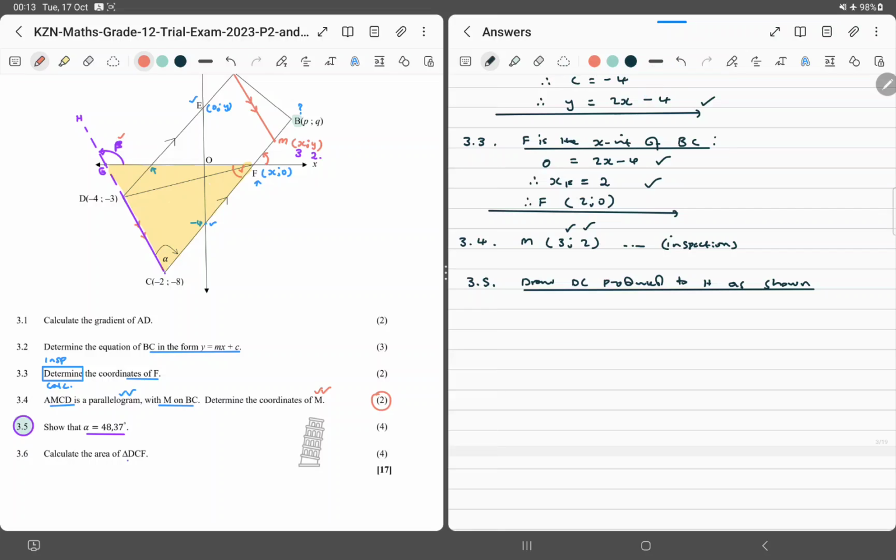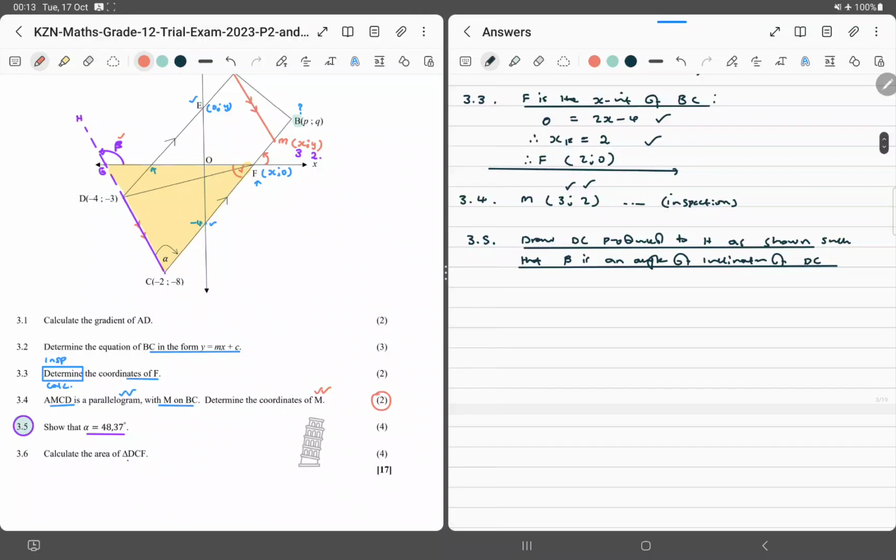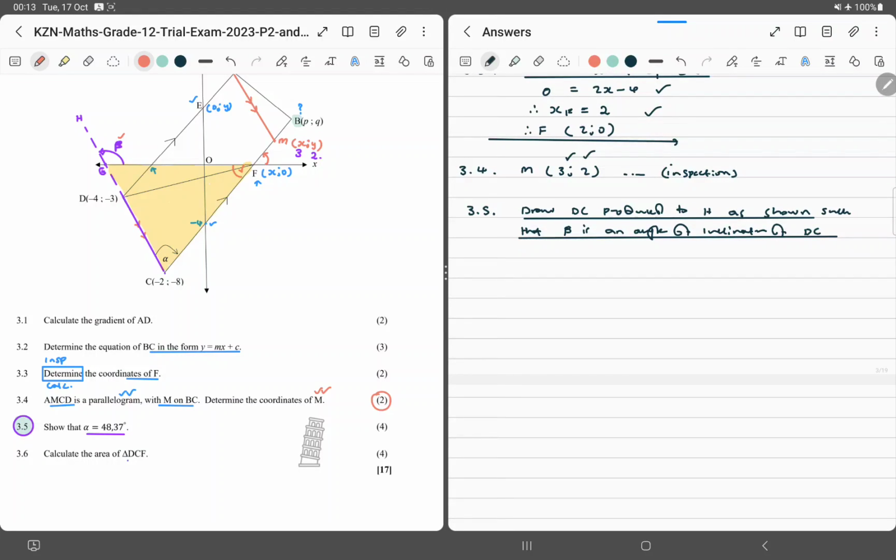Even here, you can suggest such that beta is an angle of inclination of CD or DC. A few statements are pretty good. That's how you do it in maths. A bit of life skills will help us. So we can say here in triangle, this is going to be GCF. This is the triangle that will help us to solve this problem.